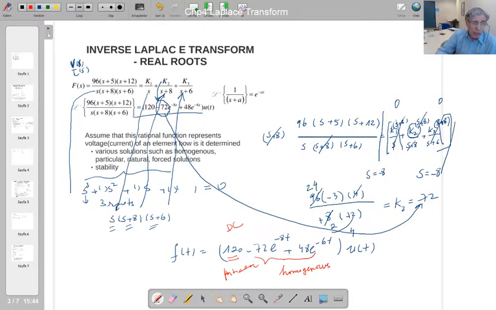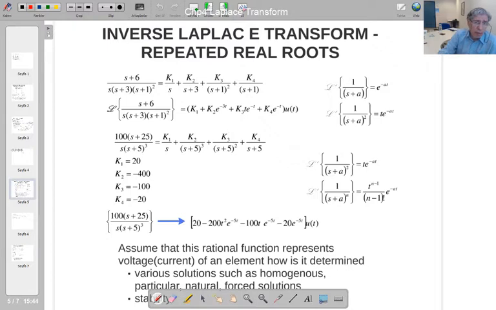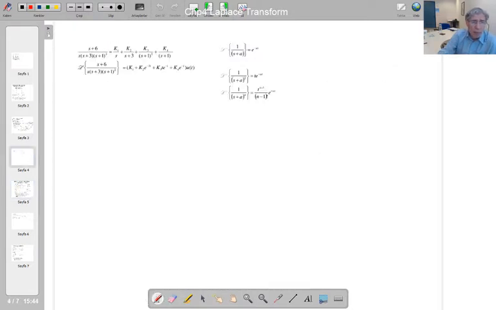So that is an example for the real roots of how we are going to calculate the residues or the K parameters here. The second step, when it is multiple roots, if it is multiple real roots, what we are going to do, it is simple, very similar to the other one, and there is one exception here.